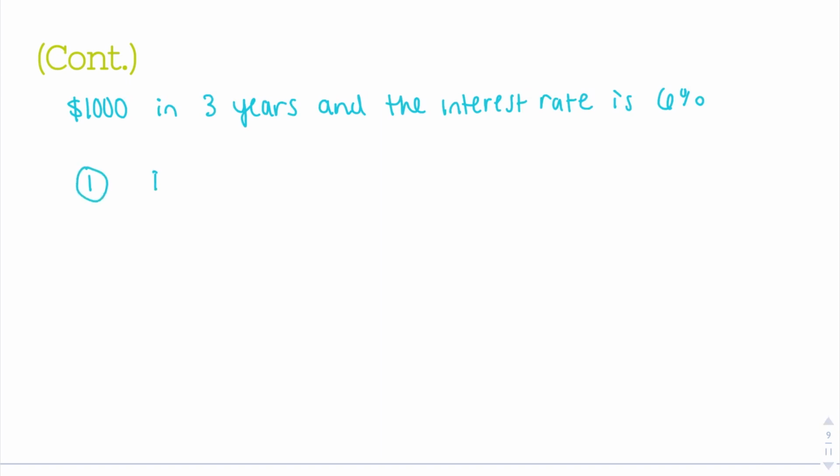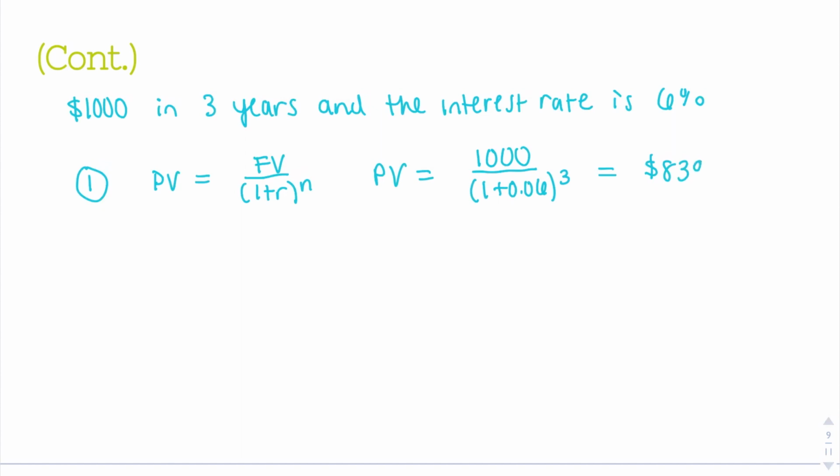So you would do the formula, again, I'll just write it first. Present value equals future value divided by 1 plus r to the n. Present value would be the future value, so you're receiving $1,000 in the future, divided by 1 plus r, so 1 plus the interest rate. Interest rate is 6%, so 0.06, to the n, which is number of periods, so it's 3 years, so to the third. And if you do this calculation out, you get $839.62.